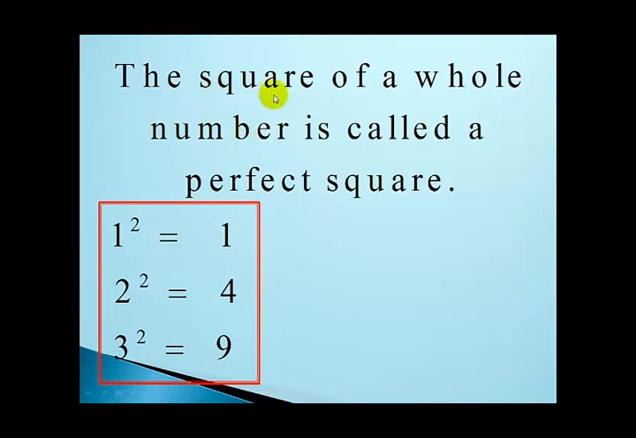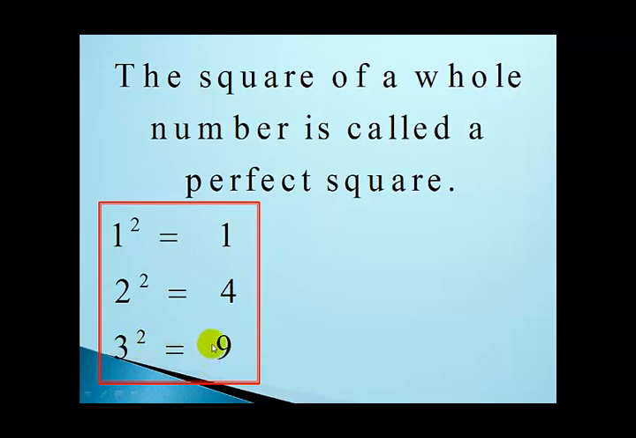The square of a whole number is called a perfect square. Now, 1 is a whole number. When you square 1, 1 square equals 1. So 1 is a perfect square. When we square 2, 2 square is equal to 4, and so 4 is a perfect square. When we square 3, 3 square is equal to 9, and so 9 is a perfect square.